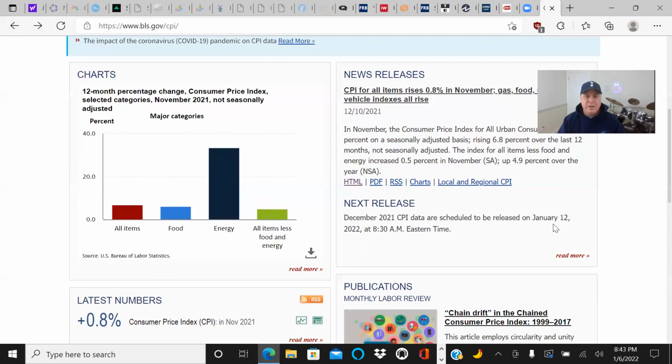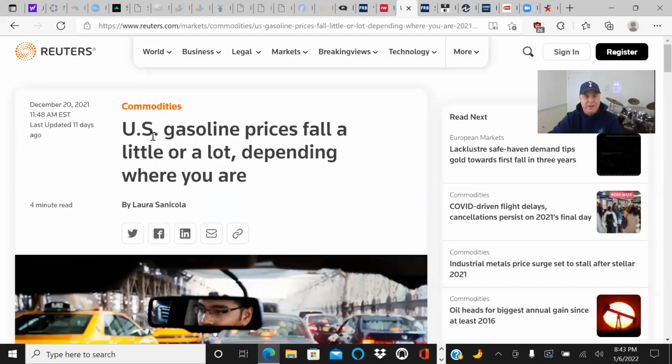And I predict that it will, because commodity prices are coming down, and the price of gasoline is also coming down. Prices fall a little or a lot depending on where you're living. So I think that basically on January 12th, we're going to get a positive report there. I think the markets are going to absorb a lot of this, especially when all the earnings start coming out in a couple of weeks.